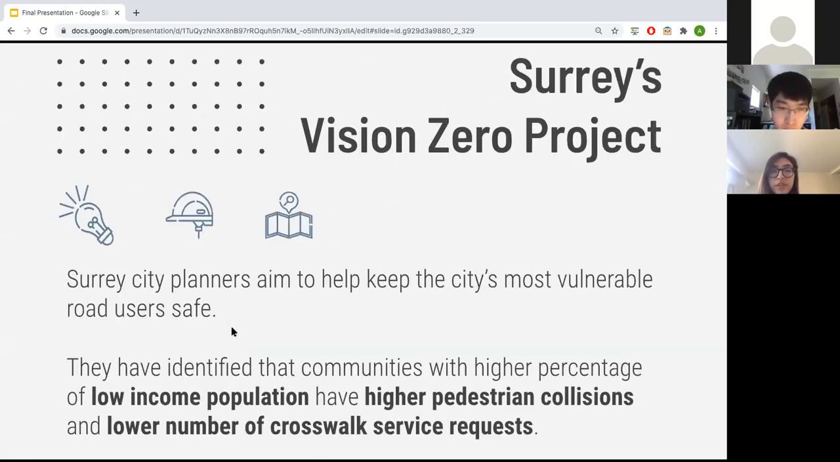The City of Surrey implemented the Vision Zero project recently, and its overall goal is to improve mobility, especially for vulnerable road users. Another important factor is to improve equity, because they have identified that communities with a higher percentage of low-income population have higher pedestrian collisions, and at the same time, they have a lower number of crosswalk service requests.